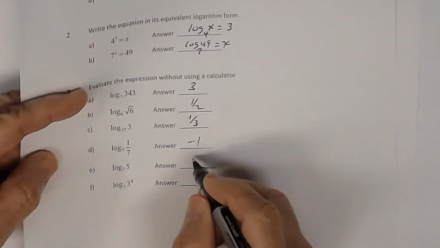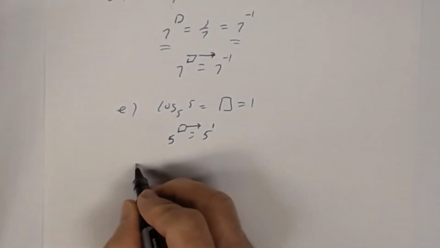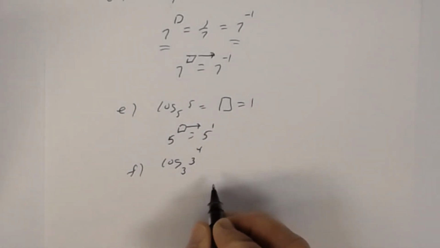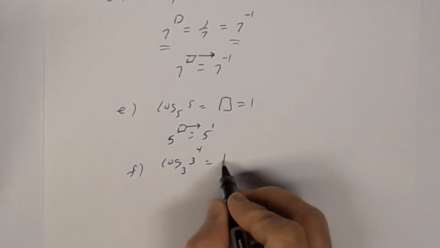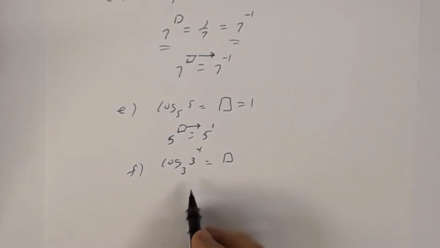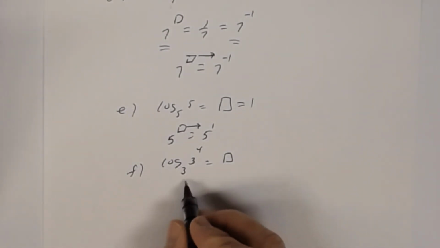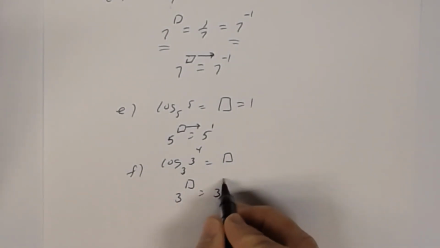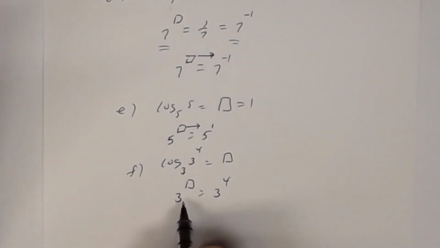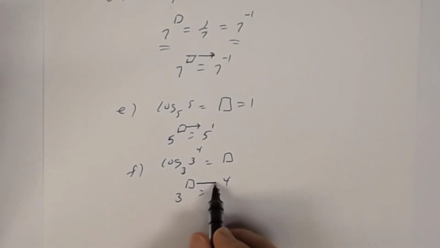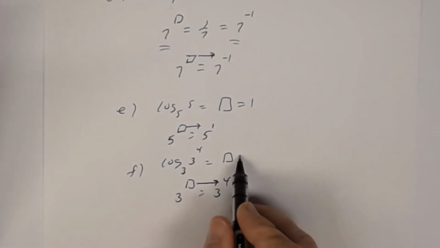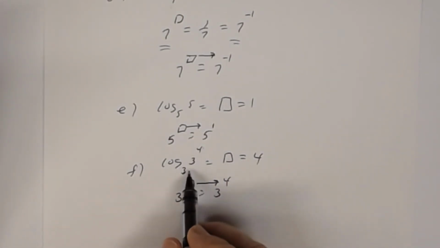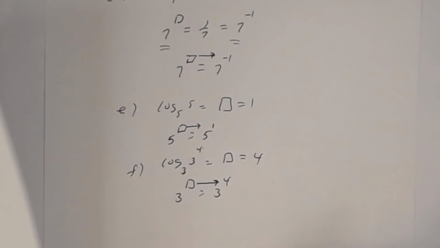That's your answer, 1. In letter F, you have the log base 3 of 3 to the 4th power. So again, without using a calculator, let's figure out what this is equal to. So changing this to exponential form, I get the base, which is 3, raised to the box, equals the argument, which is 3 to the 4th. And again, this one's easy as well. The base is already the same, so that means the exponents have to be equal. So this box here has to equal 4. So the log of 3 to the 4th, base 3, is equal to 4.